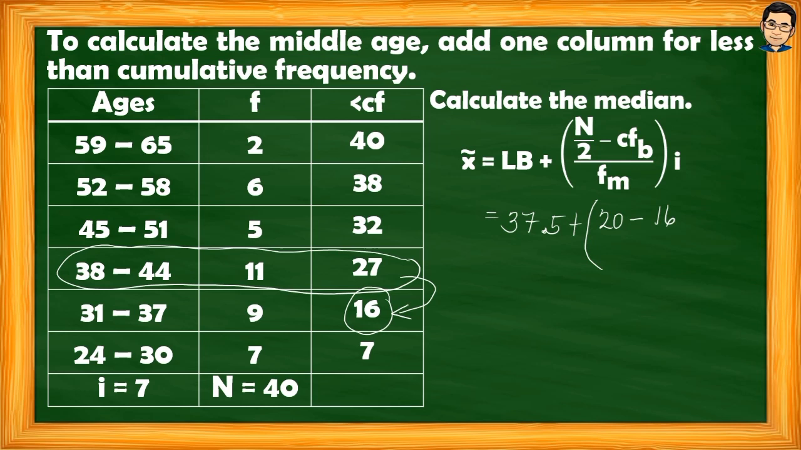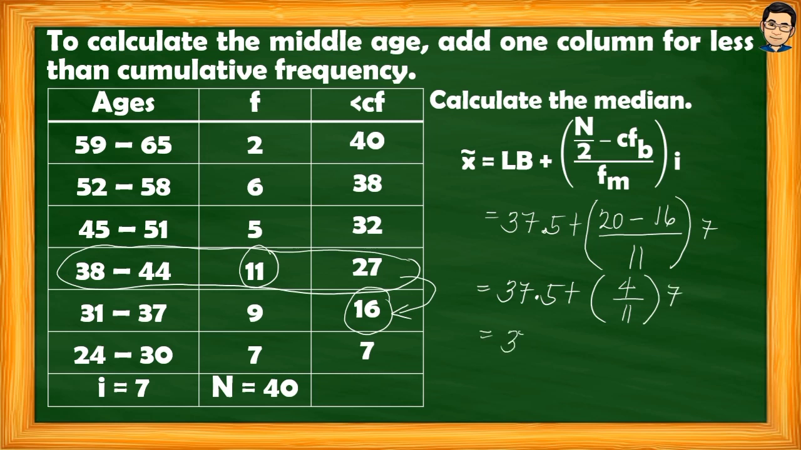Next, over frequency of the median class. The frequency of the median class is 11. Ayun. And then our class interval is 7. Next, 37.5 plus, so sisimplify na lang po tayo. So, 20 minus 16, that is 4, over 11, times 7.